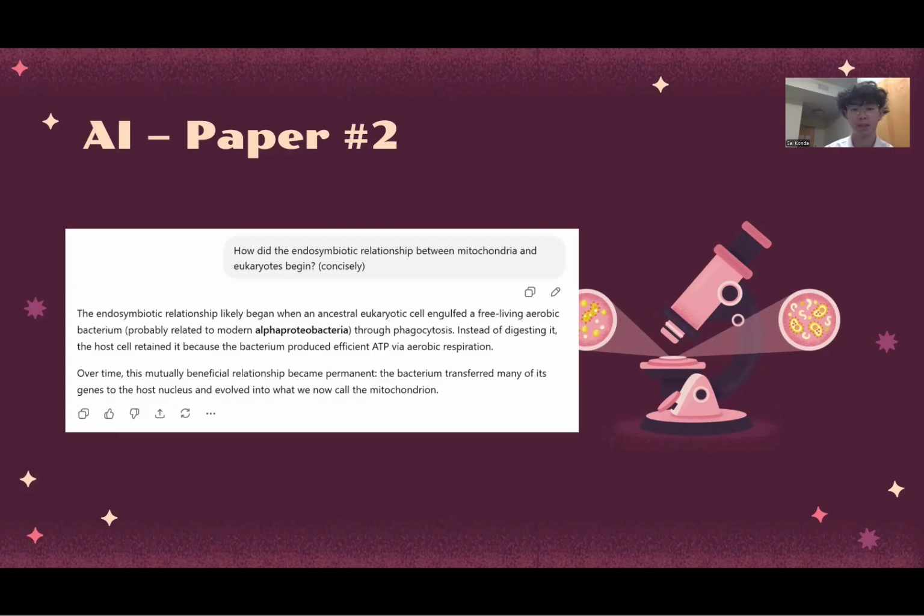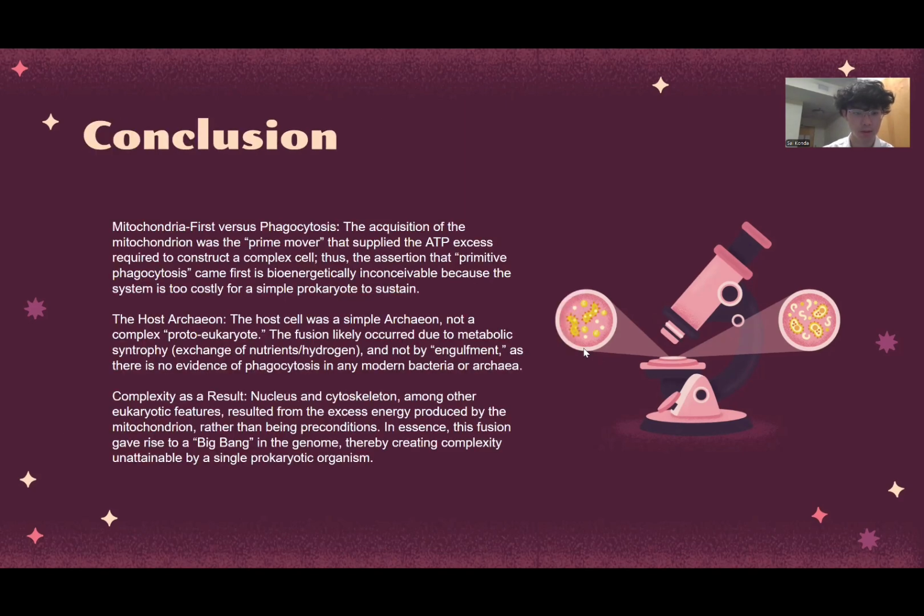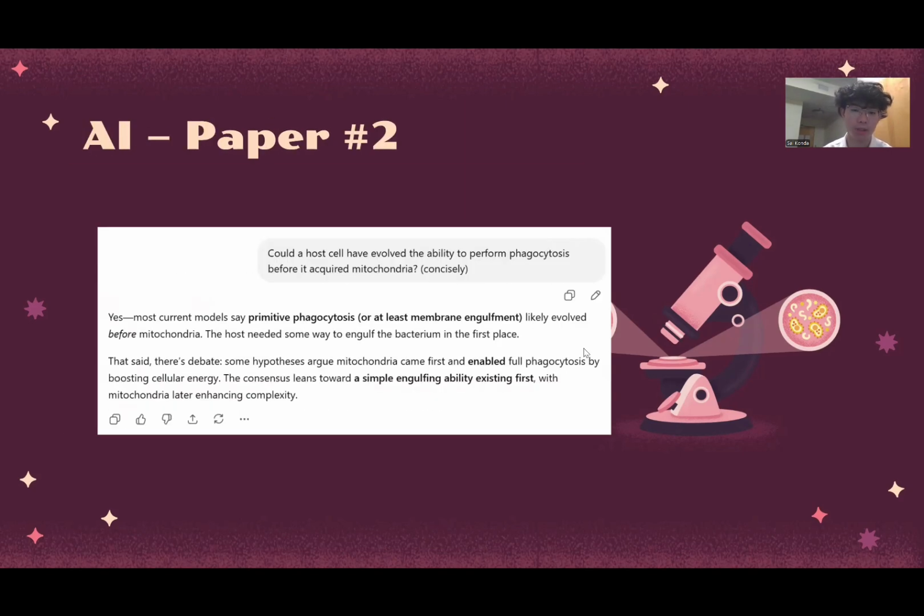And the paper suggests this because the complexity needed to perform phagocytosis, like the cytoskeleton and the energy cost, was far too great to be possible before aerobic respiration. And then I followed up with this question. Could a host cell have evolved the ability to perform phagocytosis before it acquired mitochondria?